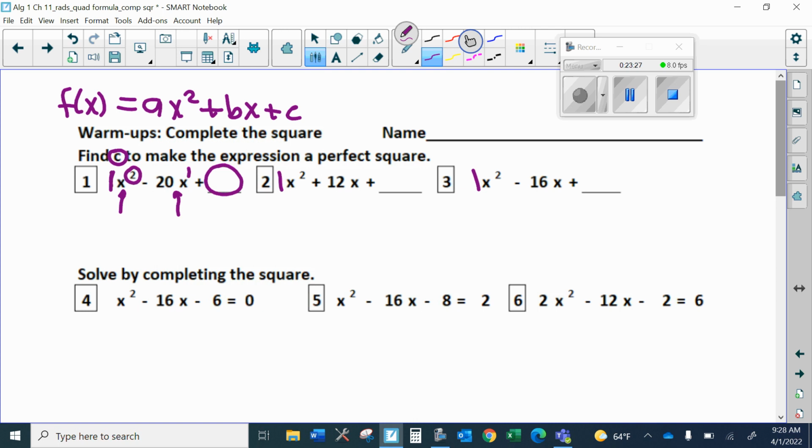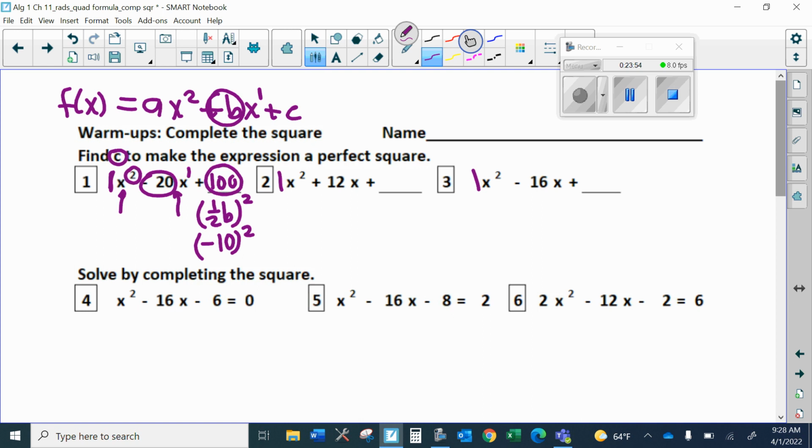When the coefficient is 1, it's always 1/2 of b squared. What's b? You have to remember that's the coefficient of the linear term. Remember, linear for 1, quadratic for 2. So b is right there. So what is half of b? Half of negative 20, make sure you include the sign, is negative 10. And then I square that.